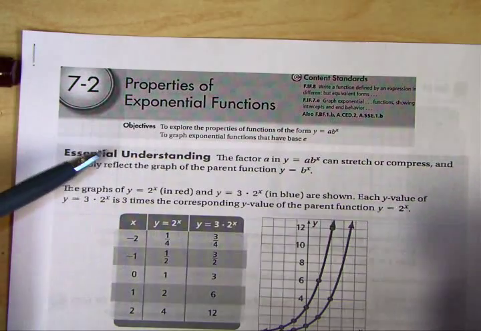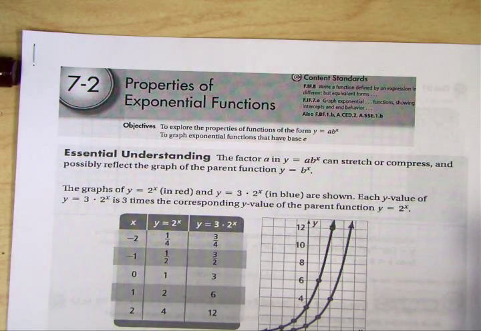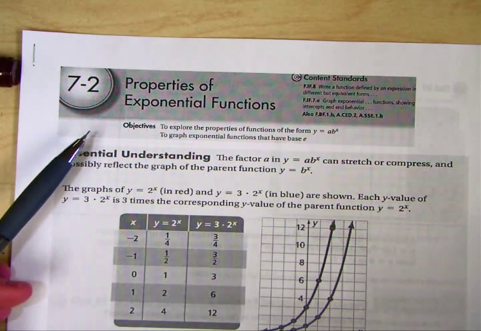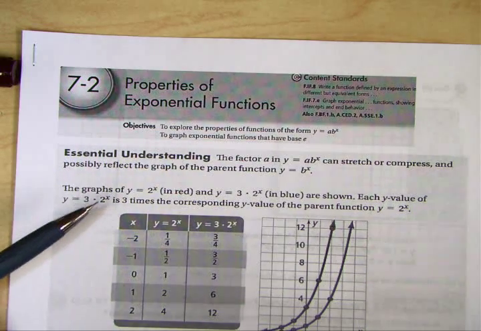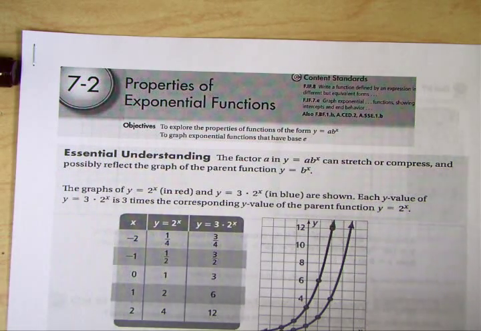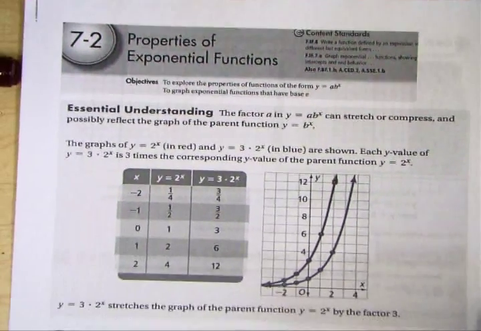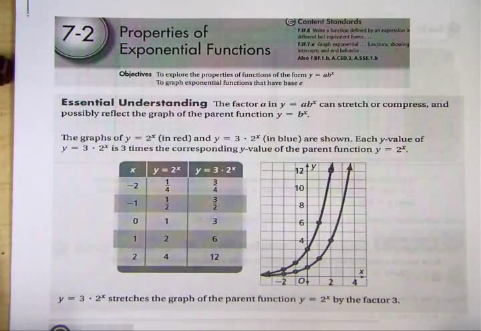In Chapter 7, Section 2, you're going to learn about properties of exponential functions. Now, when we talk about properties, I'm going to teach you how to stretch, compress, move left and right, and up and down the graph of an exponential function. Let's take a look at the example that the book provided for us.